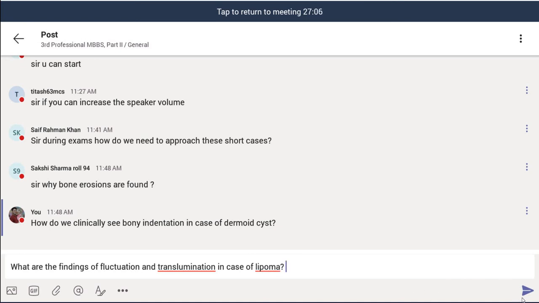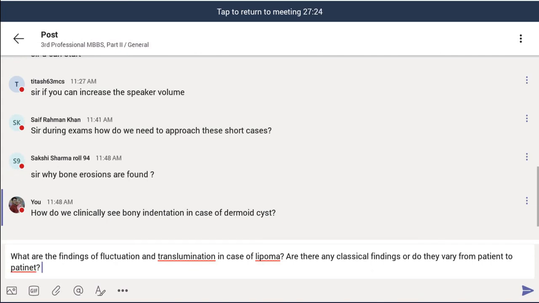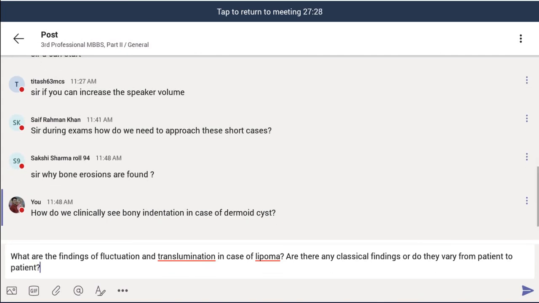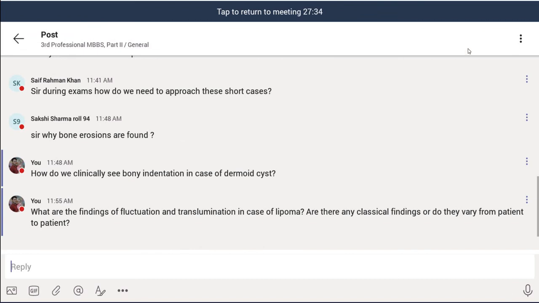Enucleation means it is usually removing the cyst in mass, including the coverings, without removing or damaging any normal tissue around it. While excision is taking the cyst in mass along with some bit of normal tissue around it. Okay, so this is excision or enucleation.